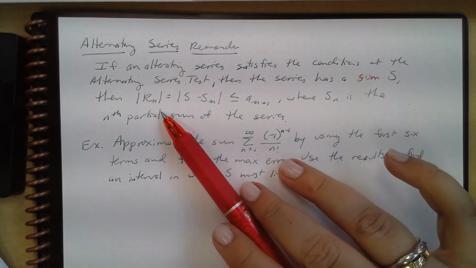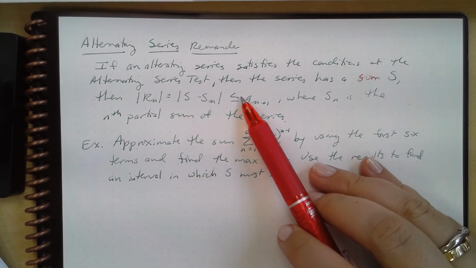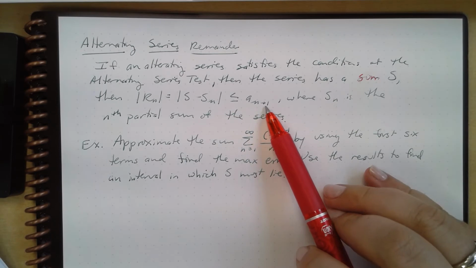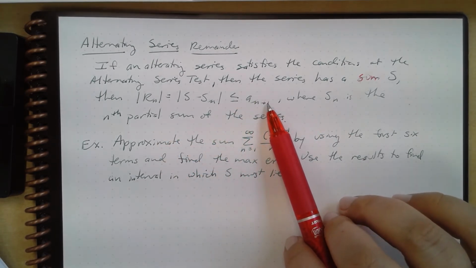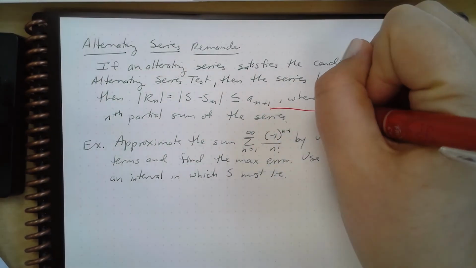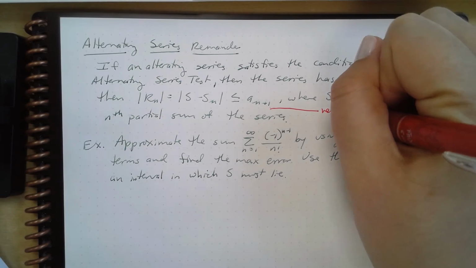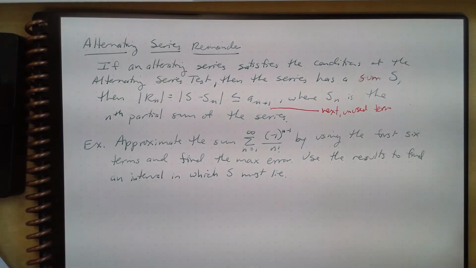Then the remainder of n is equal to s minus s sub n, that partial sum, which is less than or equal to a sub n plus 1, where s sub n is the nth partial sum of the series, and this a sub n plus 1 is the next unused term, okay? I'll just write that there. The next unused term.